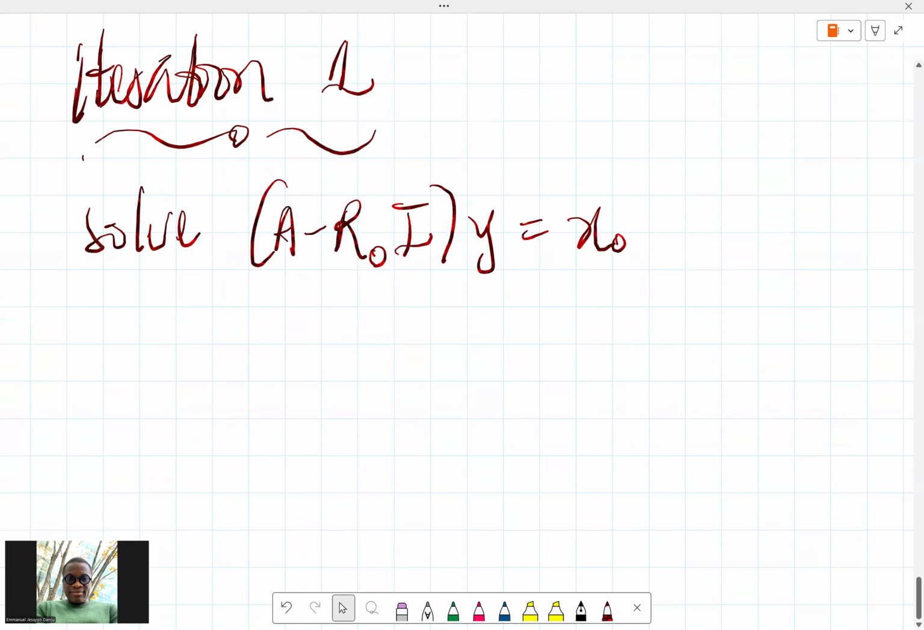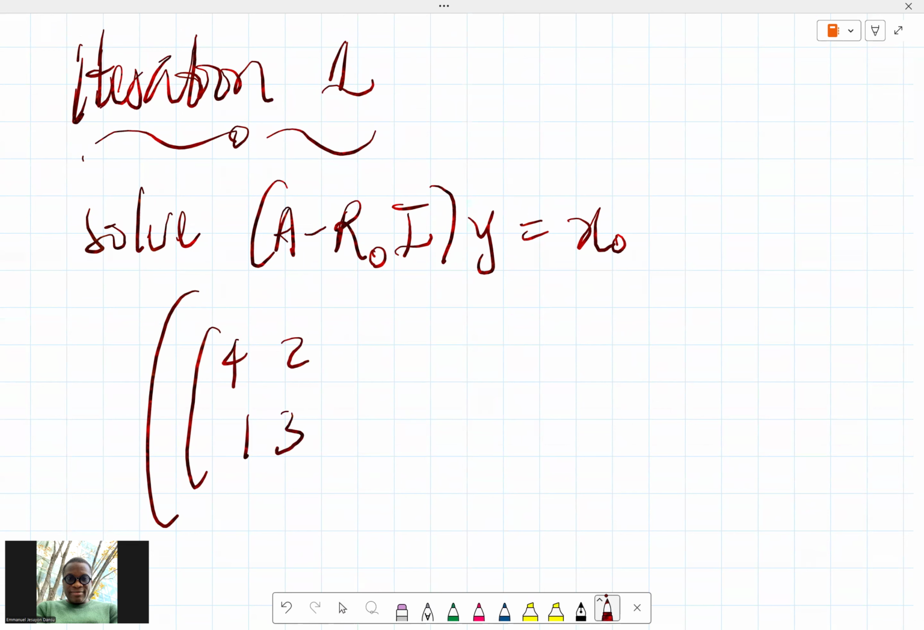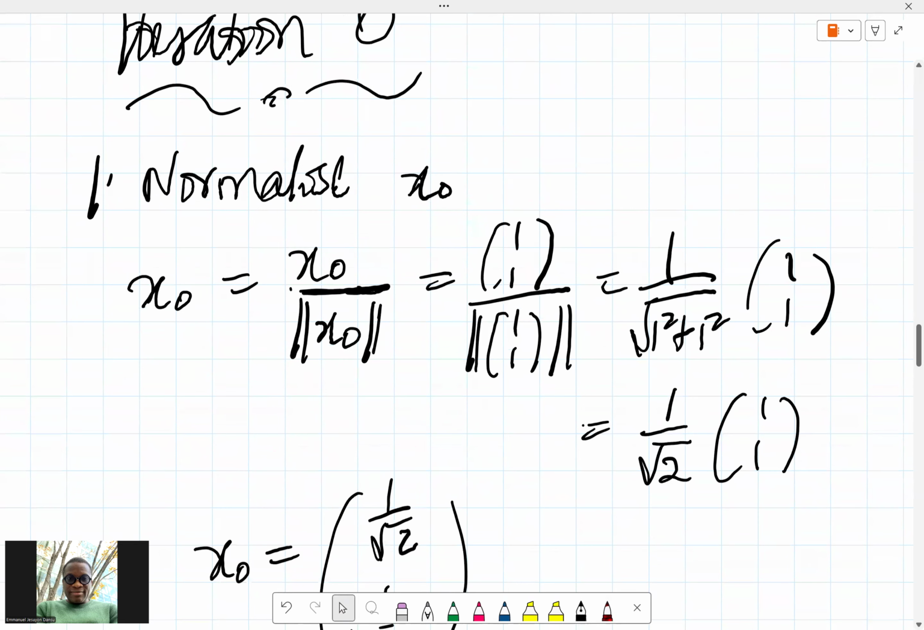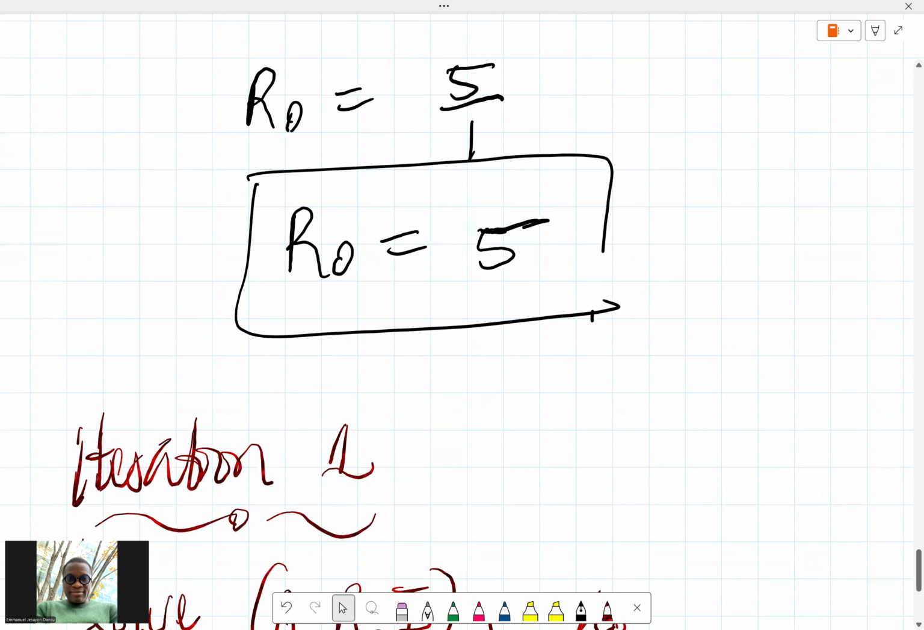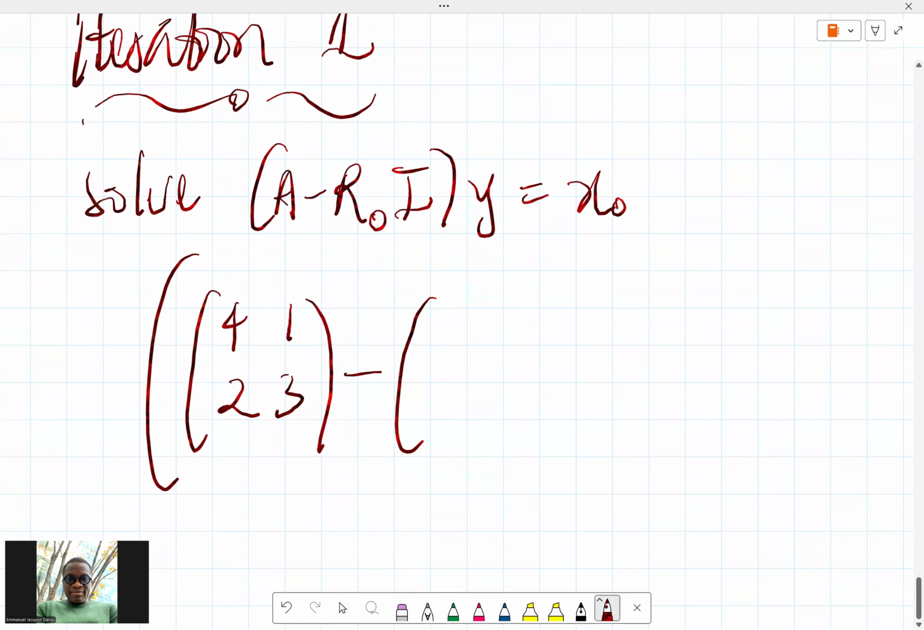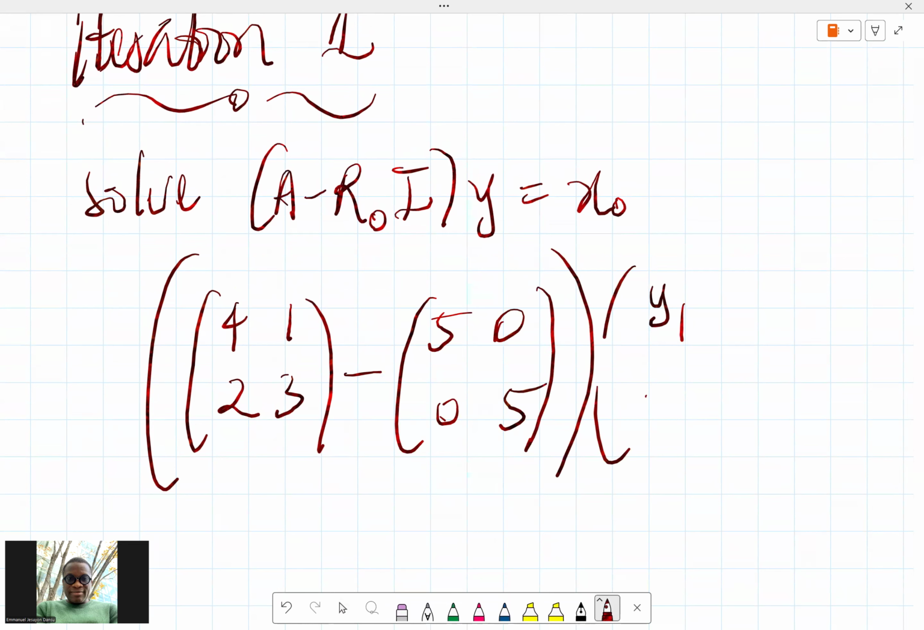Okay, so now we have A is 4213, right? Let me be sure of that. A is 4123. A is 4123 minus R naught. We already got R naught to be 5. So that will be 5005, into y1, y2 equals x naught, which is 1, 1.